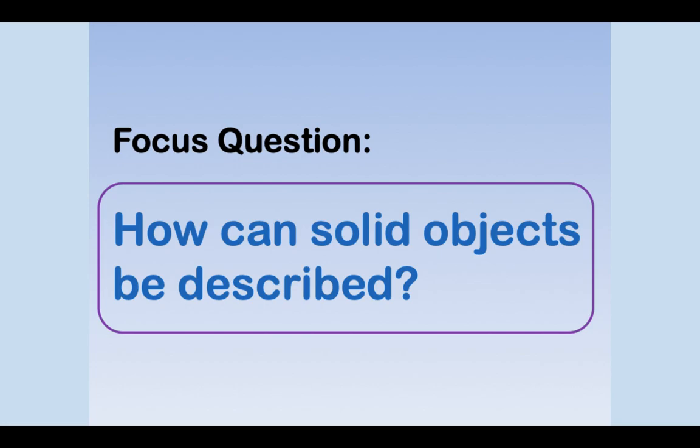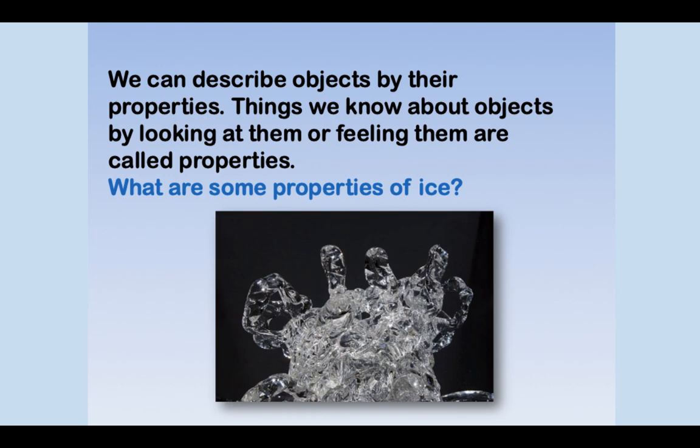How can solids be described? We know that scientists use their senses, and today we're going to talk about how to write down our observations. We can describe objects by their properties. Things we know about objects by looking at them or feeling them are called properties. What are some properties of ice?